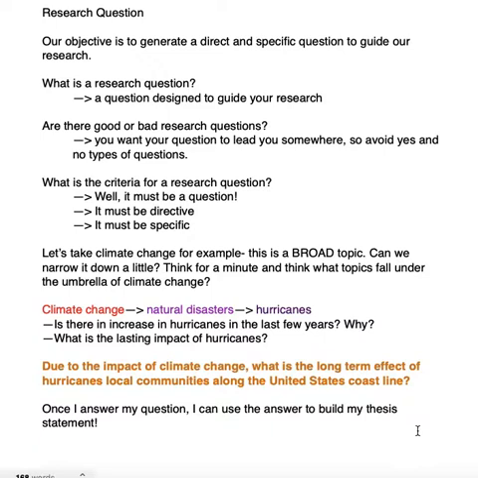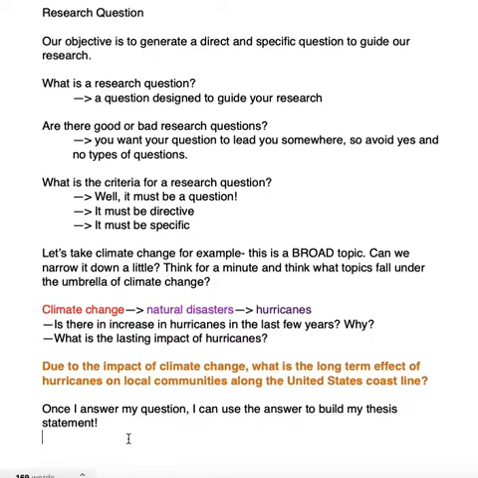So my question, after narrowing it down from climate change to natural disasters to hurricanes, I have written a question that states, due to the impact of climate change, what is the long-term effect of hurricanes on local communities along the United States coastline? Left out the word on. Okay, so I might start researching this and think, oh, it's a little too narrow, but I could add, in terms of local communities, I could also add wildlife in the area. There are a lot of different ways I can tweak this question if I find that my focus is too narrow. But I do believe that I won't find that problem here.